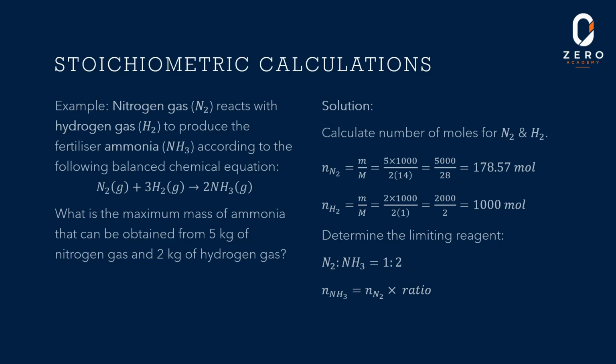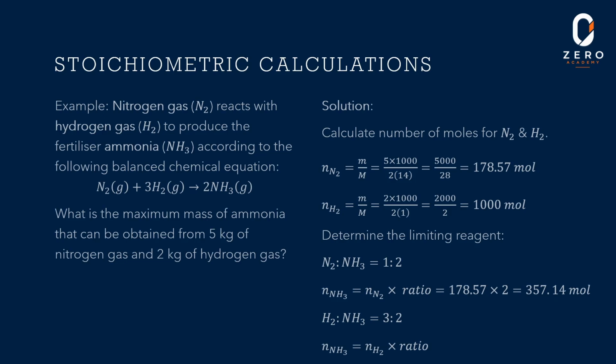And substituting in the values, we'll have 178.57 multiplied by 2 divided by 1. And that will give us the number of moles of 357.14 moles. Next, we're going to calculate the number of moles of ammonia that can be obtained from the provided hydrogen. And we're going to say the number of moles of ammonia is equal to number of moles of hydrogen multiplied by stoichiometric ratio.